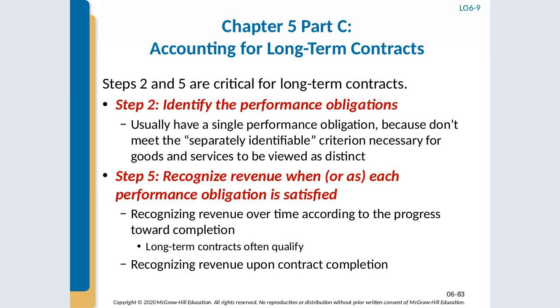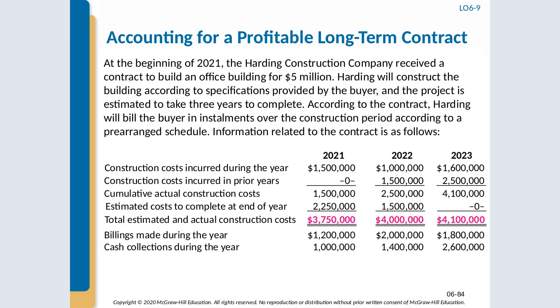longer than a year. So these types of projects are extensive, capital intensive, and time intensive. And so we need to figure out how we are going to recognize revenue on these projects. So the most common types of long-term contracts are construction projects, okay?